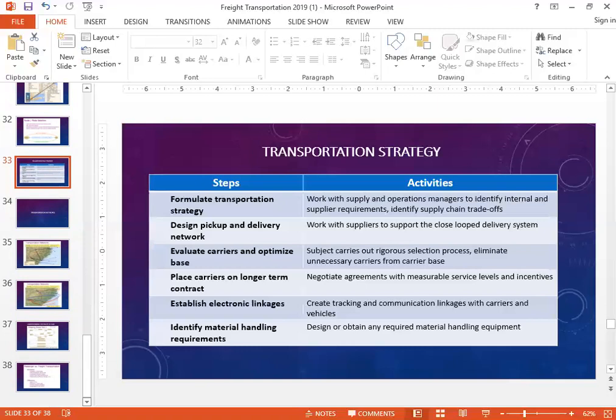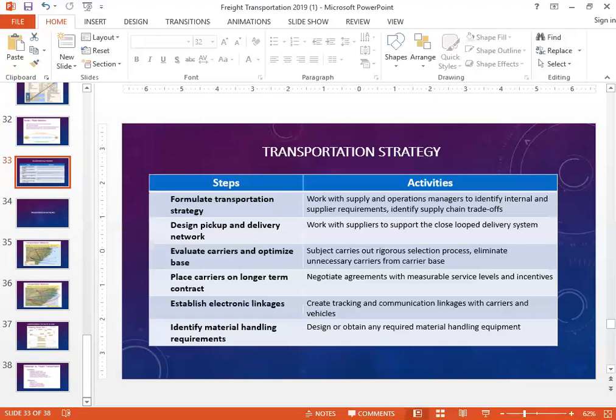Place carriers on a long-term contract. It's generally good to have long-term relationships with your suppliers. Cost should not be the only metric that you are evaluating them on. You should have electronic linkages, so there should be tracking methods while the goods are in transit so that you know exactly where your goods are and if they're safe.